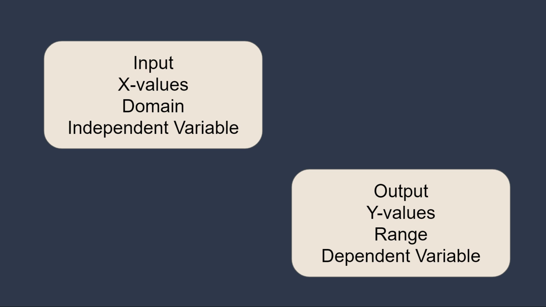So here's a list of things you need to connect in your brain. If you hear input, x values, domain, or independent variable, those all mean the same thing. If you hear output, y value, range, or dependent variable, those all mean the same thing. I don't know if you have yet in science, but sometime you have learned about independent variable and dependent variable, or you will be. Independent variable is always your x value in math, and then dependent variable is always your y value. Okay?